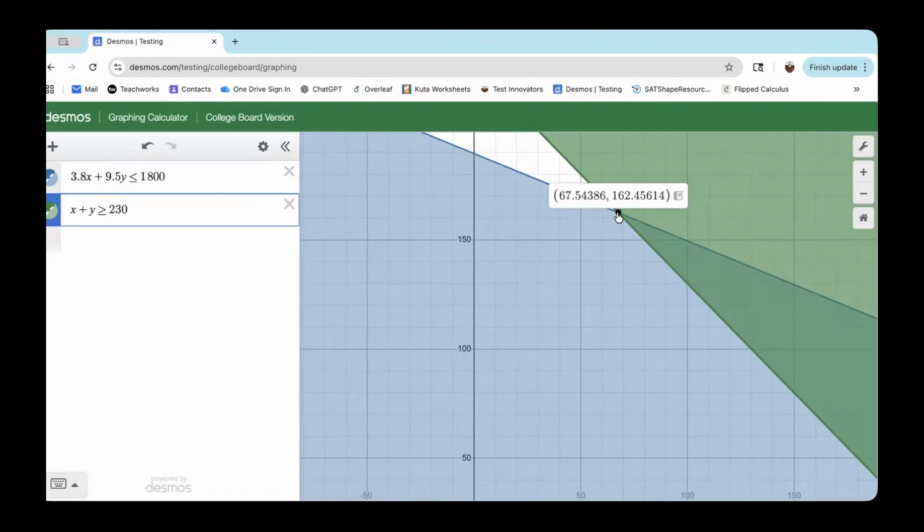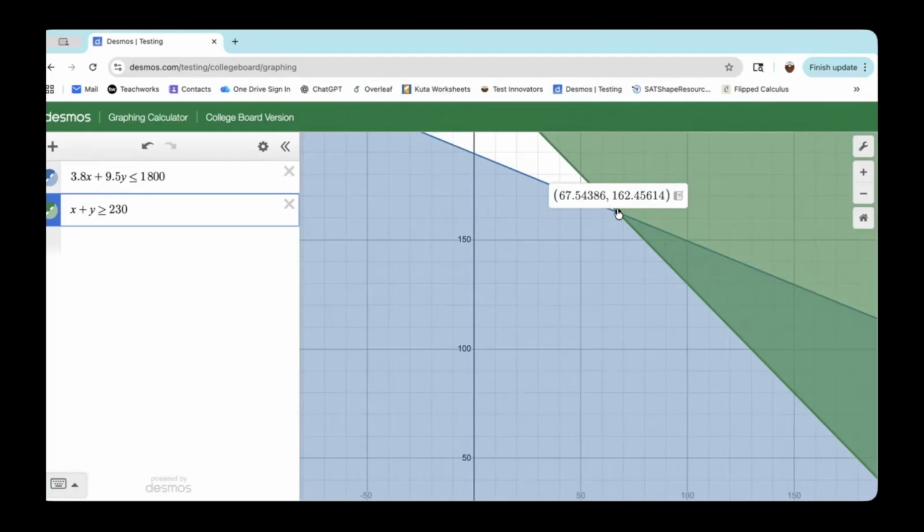This one asked for sugar, and sugar was Y. So the Y value is 162.45. And notice that the double shaded region here, the green blue region, is below that. That shaded region is our solution region. So the highest value that Y can be is 162.45. And what happens is it's not rounding, it's truncating. We're getting rid of the decimal because we have to have a whole number of units of sugar. So then the answer is going to be 162. So the answer is 162.